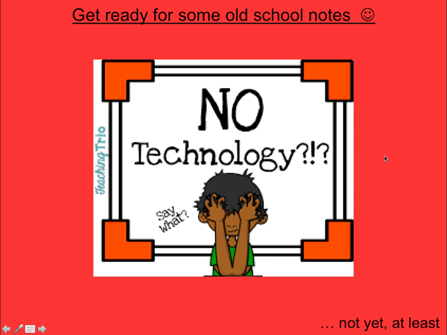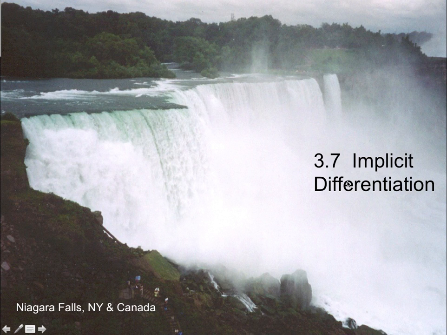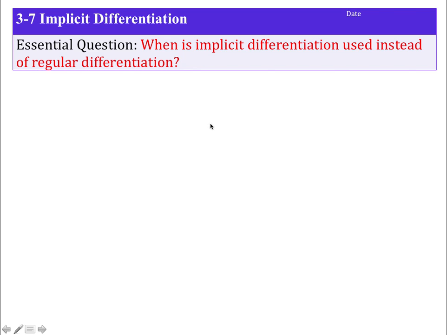This is going to be section 3.7, day 1. And so this section is about implicit differentiation. You know that this entire chapter 3 has been on different strategies for differentiating, and so implicit is kind of adding to that repertoire of strategies. So the question for today is, when is implicit differentiation used instead of regular differentiation?